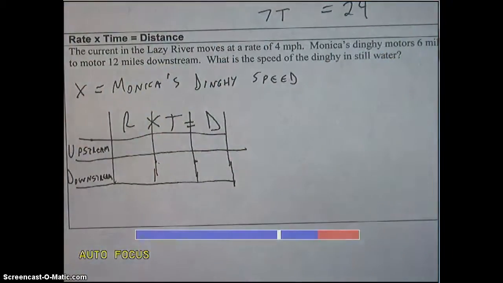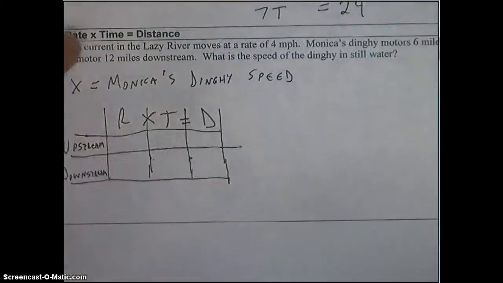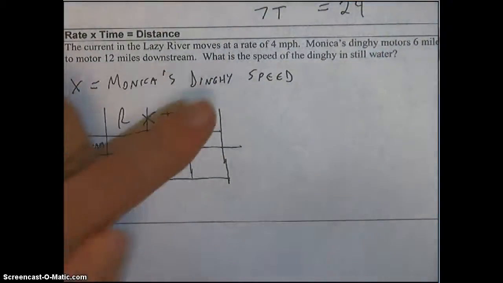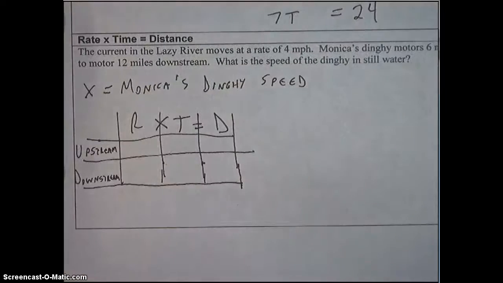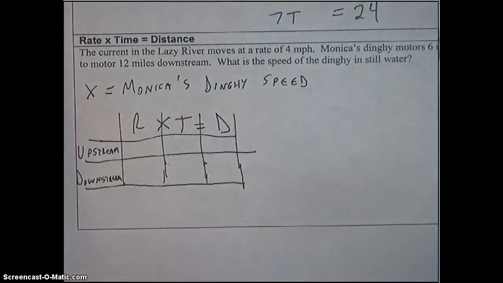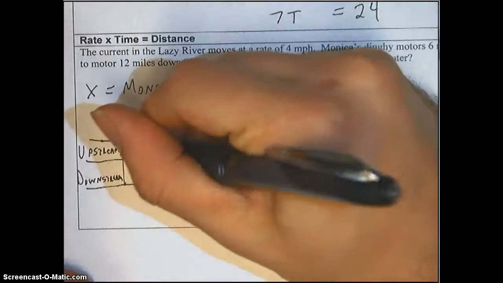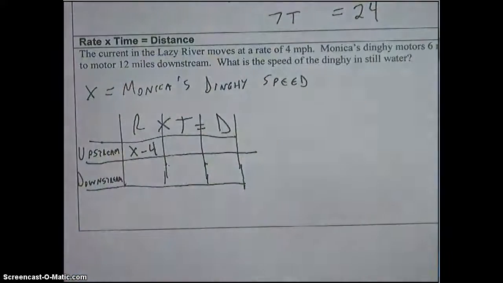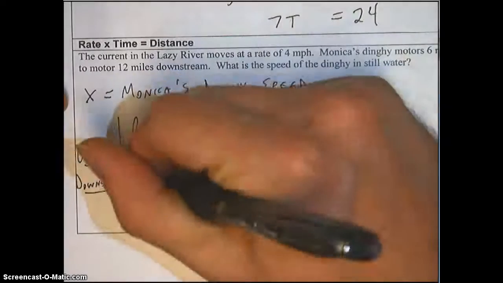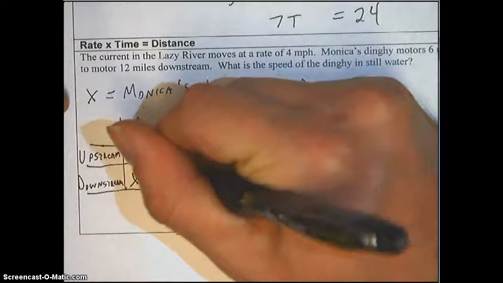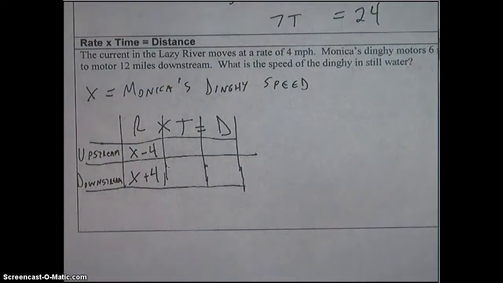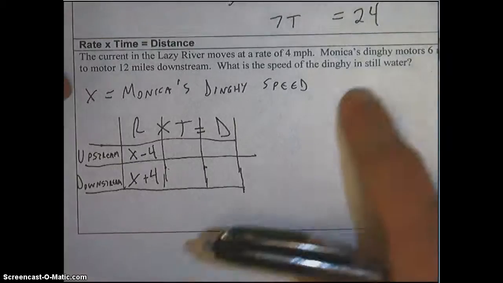I know that the rate she's going, it says the current in the lazy river moves at a rate of 4 miles per hour. So when she's going upstream, she's getting slowed down by 4 miles per hour because she's fighting against that 4 miles per hour. If she's going downstream, whatever her speed is going to be 4 miles per hour faster because she's going with the water. I also know the distance.